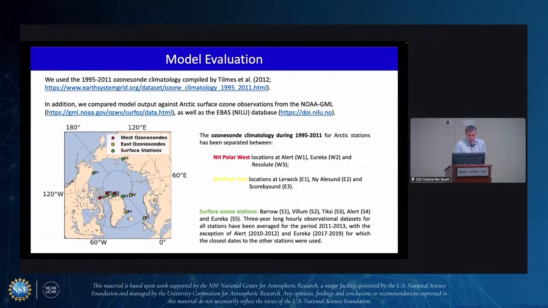For the validation, we basically compare with two different types of data sets. One is the ozone climatology from Tilmes 2012, which recognizes the different behavior of Arctic ozone on the northwest and on the northeast. I will show that a little bit later. And we also compare with surface observations from NOAA and from the EVAS database at different locations, which are shown there in the map.